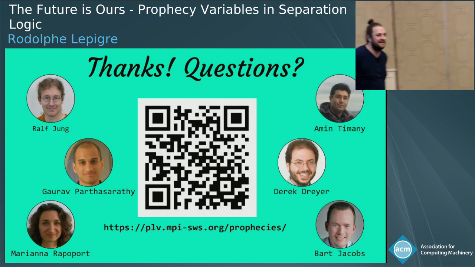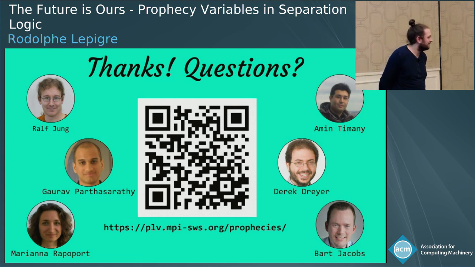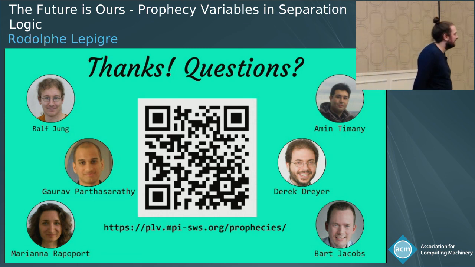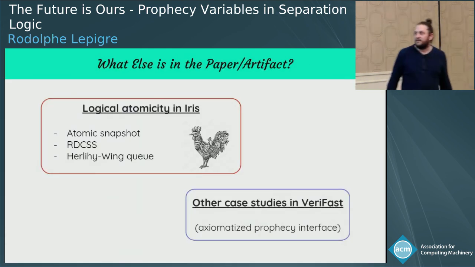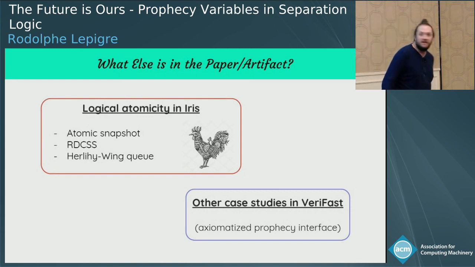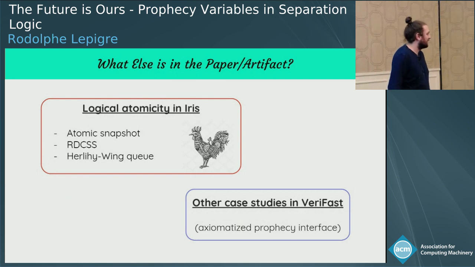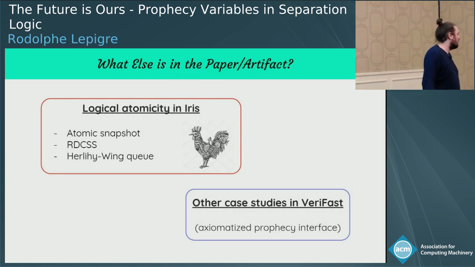Any more questions? Okay, so you mentioned a few other case studies. Could you be a bit more explicit? What other examples have you done using prophecy variables? So in Iris, we've considered mainly RDCSS and the Herlihy-Wing queues. Both of these data structures have a future-dependent linearization point. The techniques are quite different and it's quite complicated, so I can't really explain much of what happens here. I don't know what else I can say.